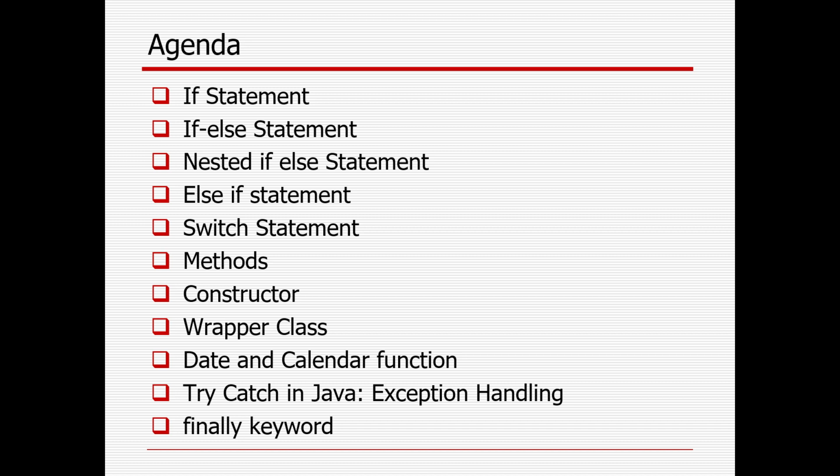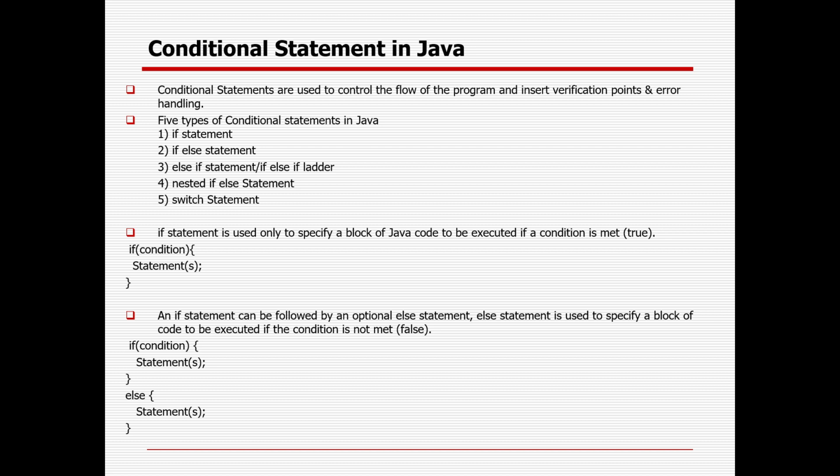So in Java, there are a couple of conditional statements available. In case you want to verify the expected and the actual result, you can use the conditional statement. But primarily for Selenium, there is a testing framework available where there is an assert class. With the help of the assert class, I can still validate the expected and the actual result. But the conditional statements in Java are used to control the flow of the program and insert verification points and error handling. Primarily 5 types of conditional statement are available in Java: if, if else, if else if ladder, nested if else, and switch statement.